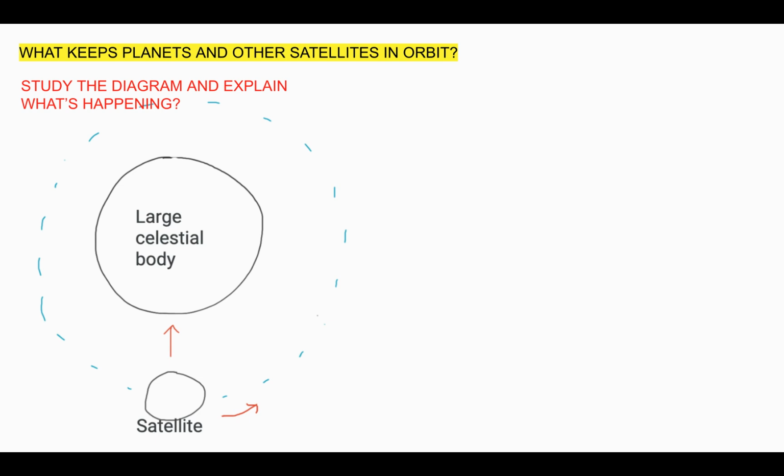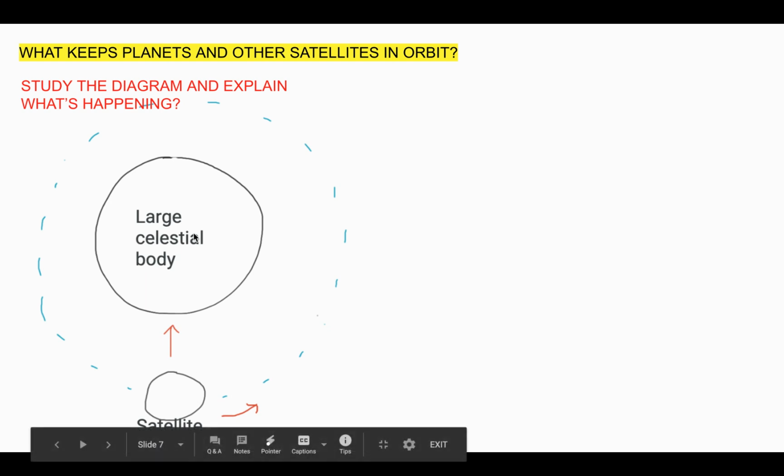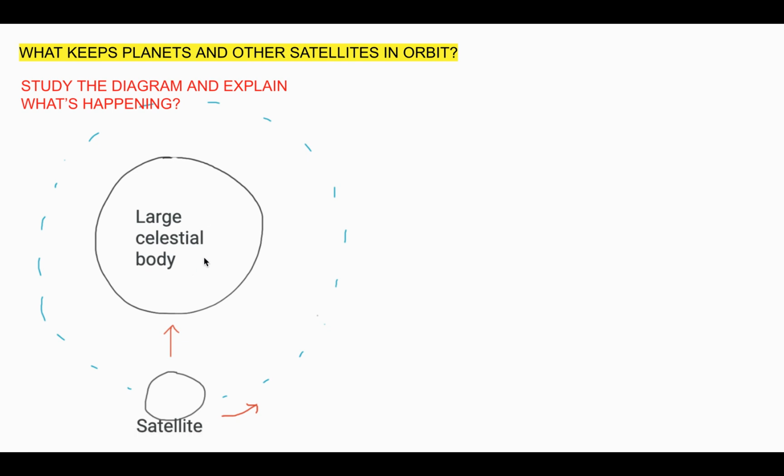Why, if the sun is pulling them in, what's to stop them from just falling into the sun? Well, there's two things to bear in mind here, right? If you look here at this diagram, can you explain what's happening? This large celestial body could represent, for example, the sun, okay? And this satellite here could represent, for example, a planet like Earth.